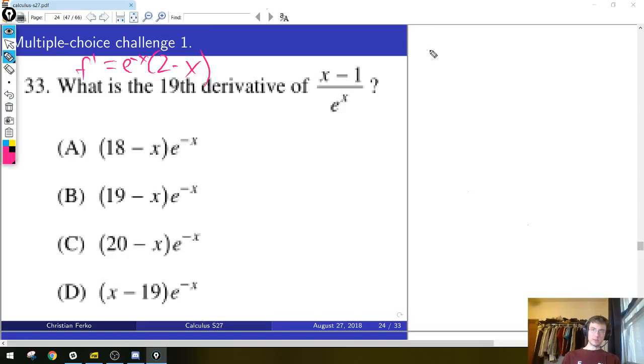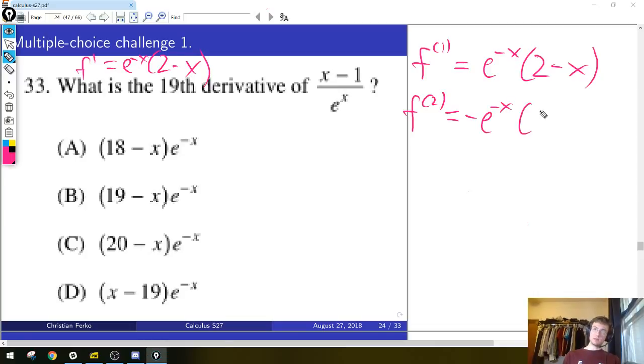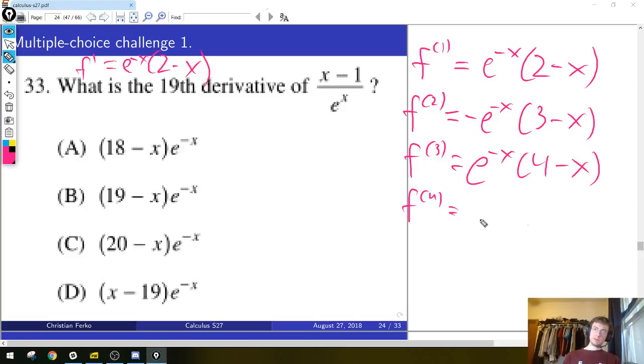Okay, so the first derivative was, I'll write it as f1 so we can see the pattern more easily, e to the minus x, 2 minus x. And then the second derivative that we computed a moment ago, f2, was minus e to the minus x, 3 minus x. The third derivative was back to a plus e to the minus x times 4 minus x. So you can kind of see the fourth derivative is probably going to be back to a minus e to the minus x times 5 minus x.